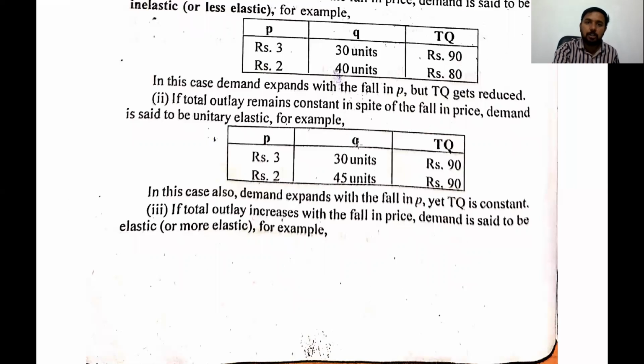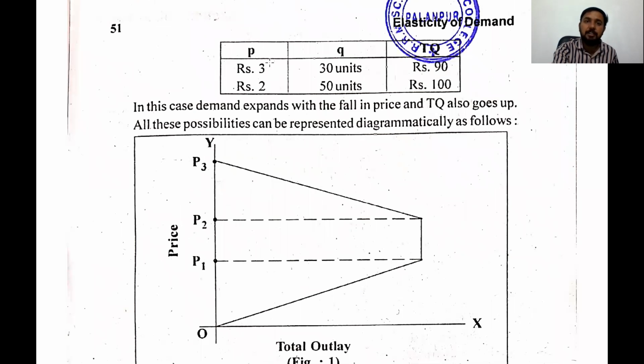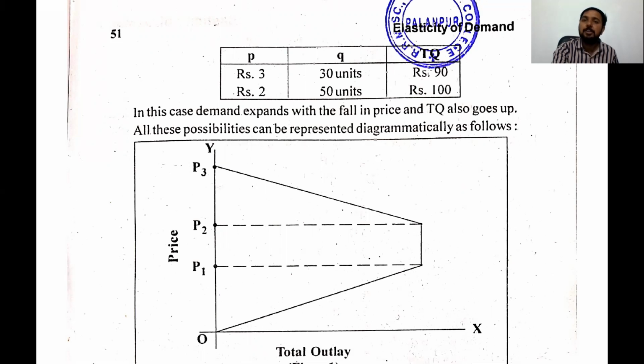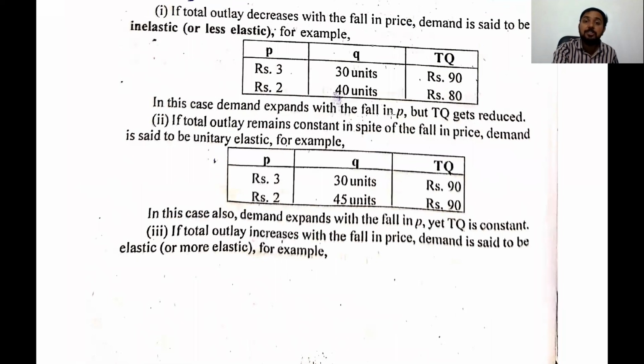And now we will see the third situation, that is if total outlay increases with the fall in price, demand is said to be elastic or more elastic. For example, here when the price is rupees 3 and the demand is 30 units, total outlay will be rupees 90. But when the price decreases and comes to rupees 2, the fall in the price expands the demand and demand will be 50 units. So our total outlay will be 100 rupees. So here we have the increased total outlay.